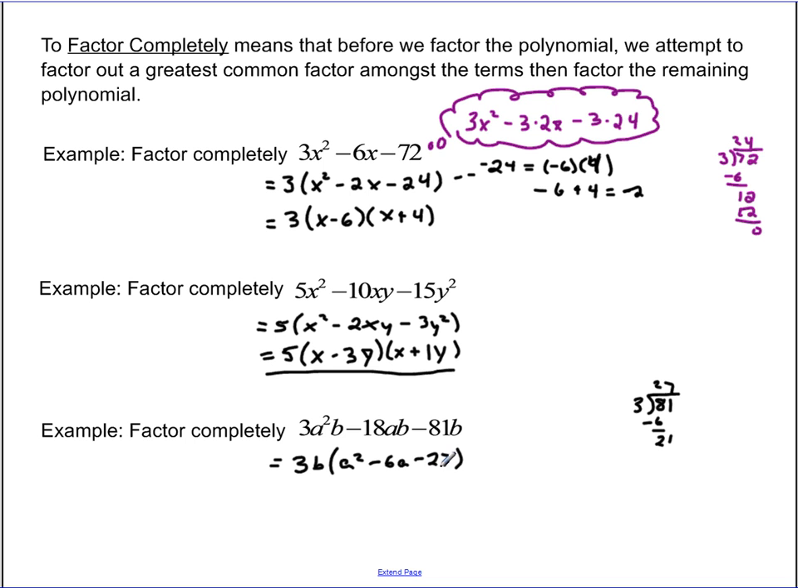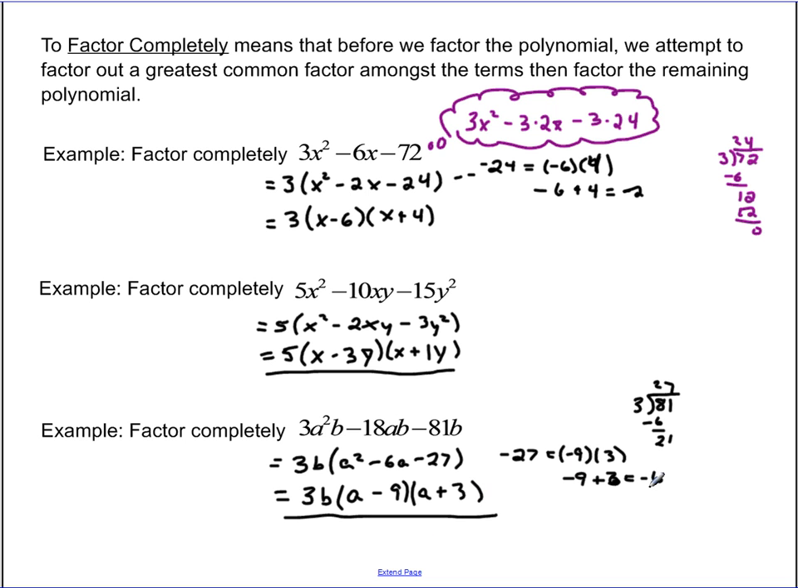All right, so let's see. We need two factors of 27, negative 27, whose sum is negative 6. Well, I know that negative 27 happens to factor as negative 9 times positive 3. And when you add negative 9 and positive 3, you do get negative 6. So our factorization, 3b times a minus 9, which is one of our factors here, times a plus 3, which was our other factor here, gives us our complete factorization. And we're done. Good luck with the homework.